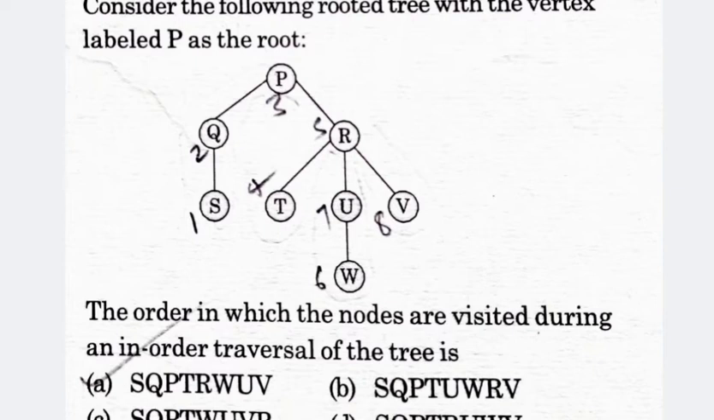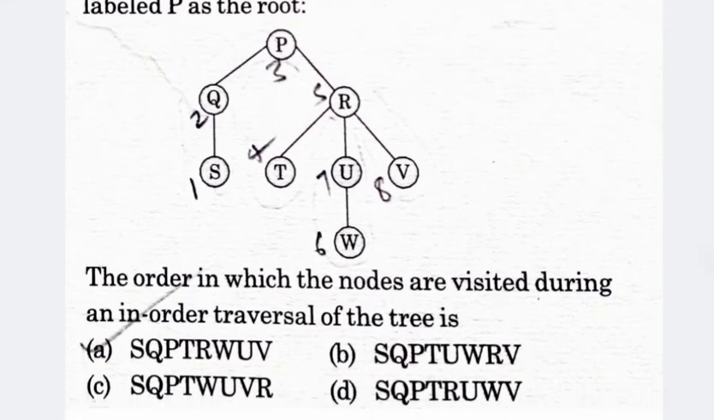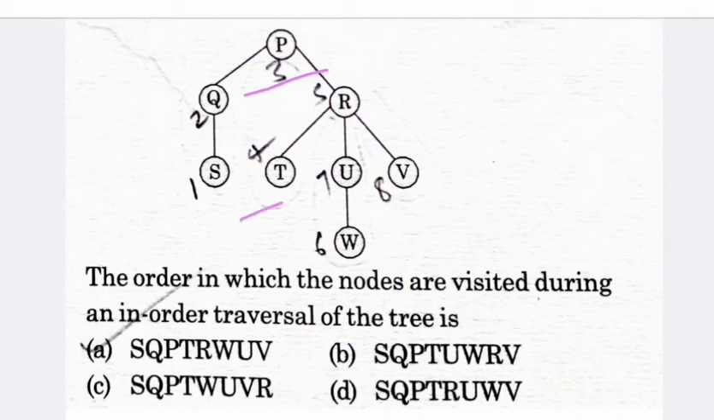In the case of the in-order traversal, the order is left, then root, then right. So we easily say that S is the first element, then Q, then P, after it T, then R, then W, U and V. So option A is your correct answer and the correct in-order traversal of the tree. Now come to the next question.